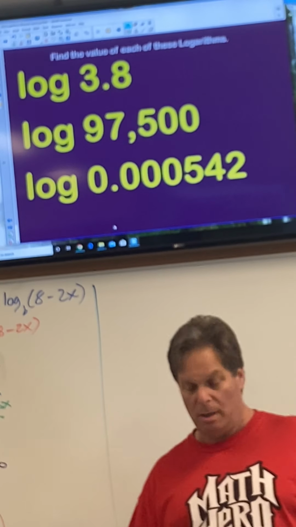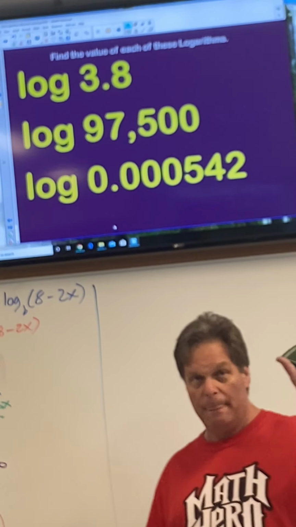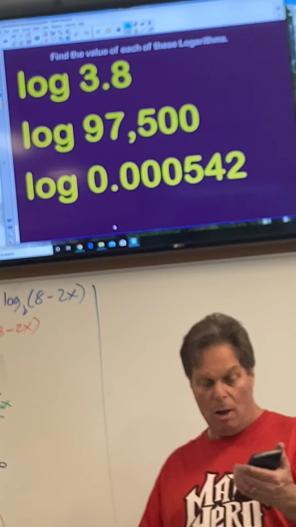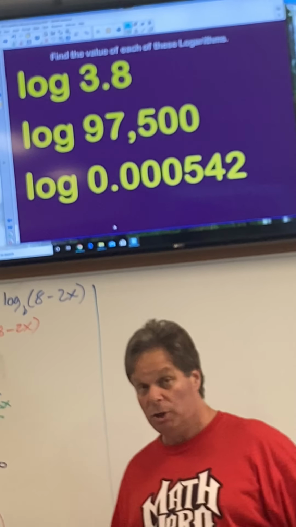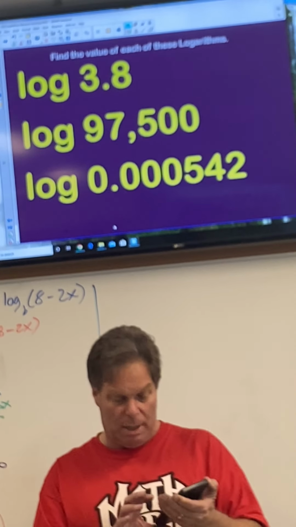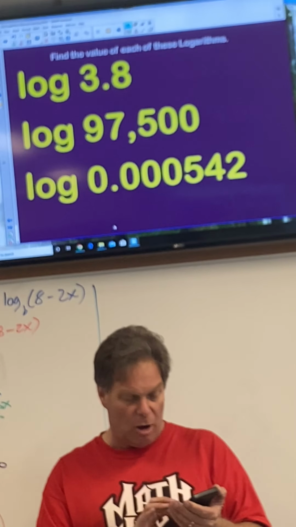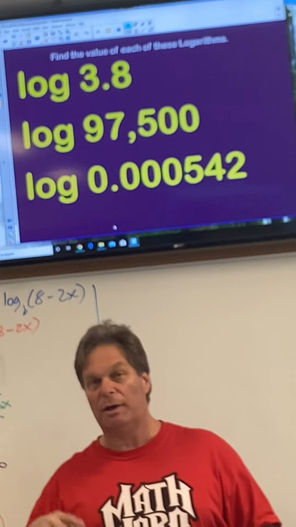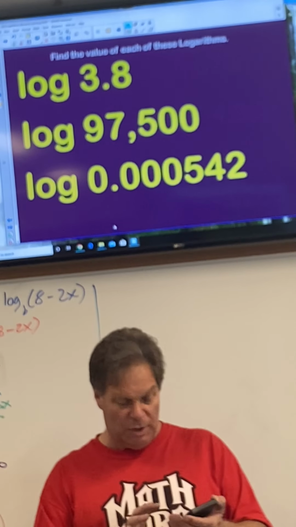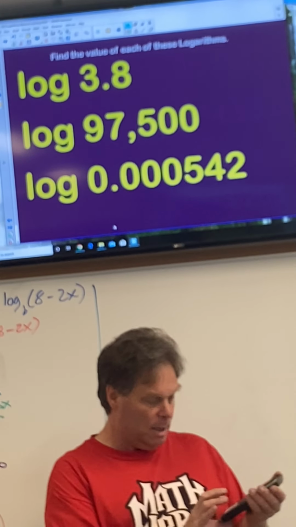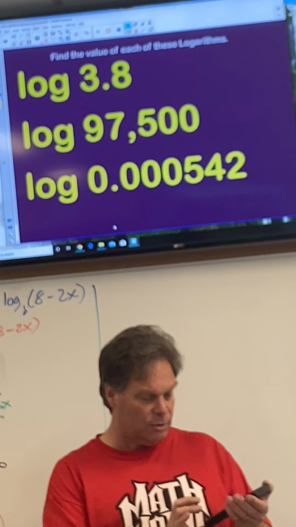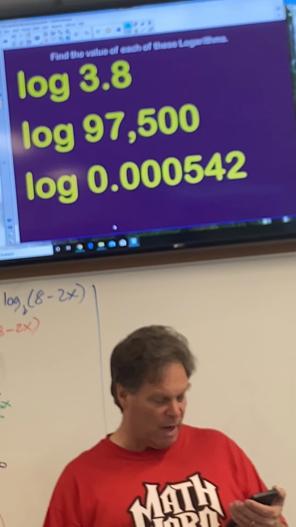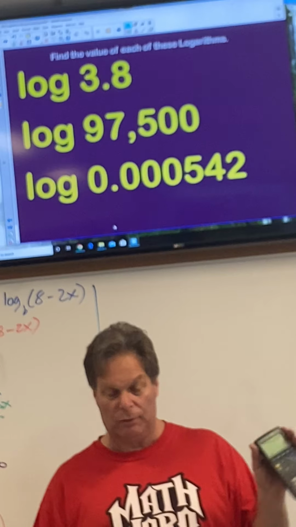Now, on this calculator right here, to do log 3.8, you have a TI-83. You have to put in the log first. If I hit 3.8 log, it's going to give me an error, okay? In this one, I have to hit the log button, then I hit 3.8 enter, and it says 0.57978, and so on.